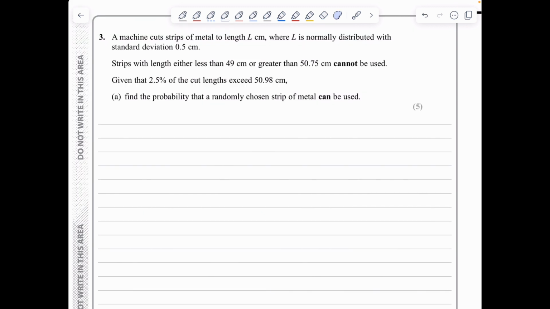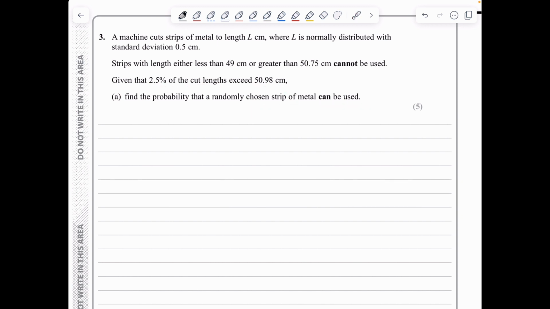In question 3, we've got the machine cutting strips of metal. The length is capital L centimeters following a normal distribution with sigma being 0.5. Anything less than 49 centimeters or greater than 50.75 centimeters cannot be used. And we are told that 2.5% of the cut lengths exceed 50.98 centimeters. And we need to find the probability that the randomly chosen strip of metal can be used.